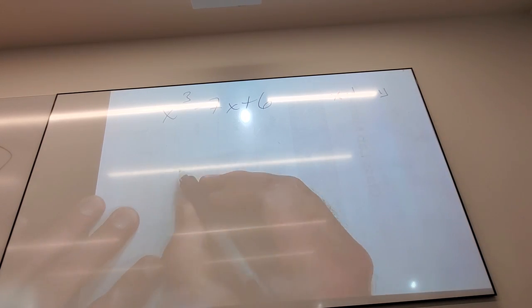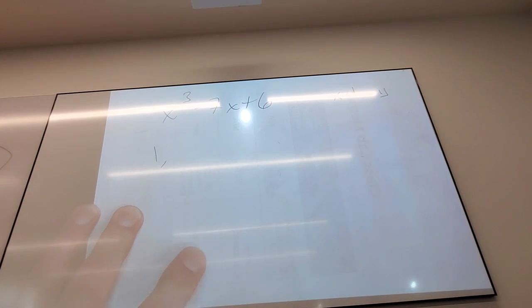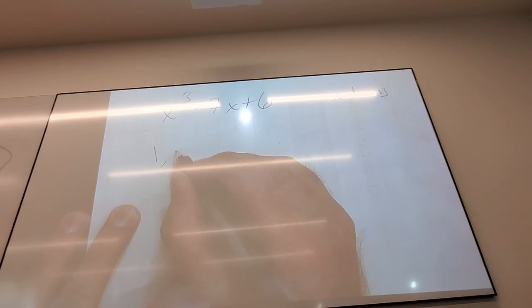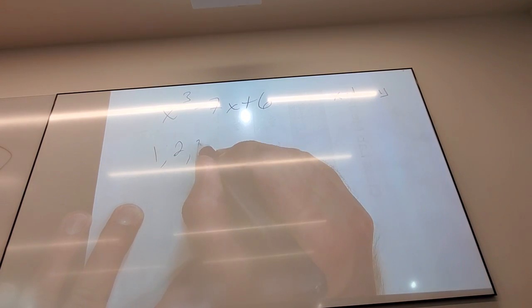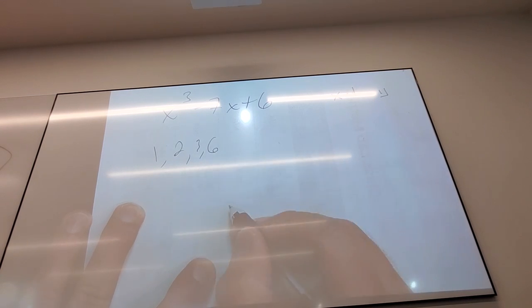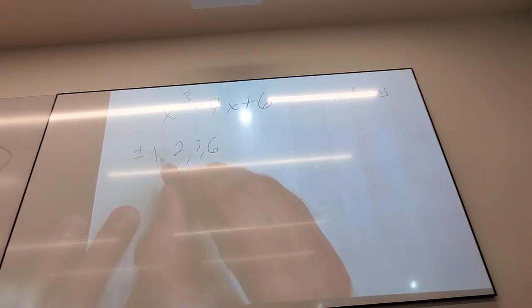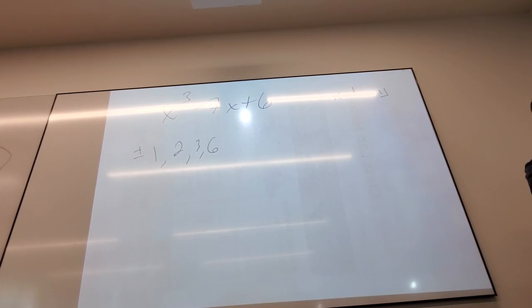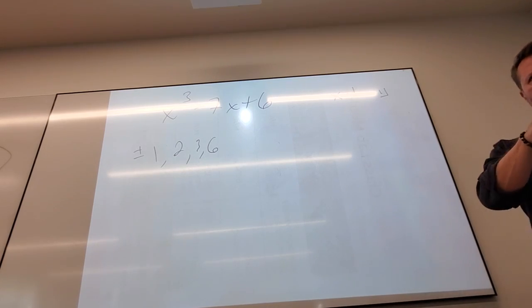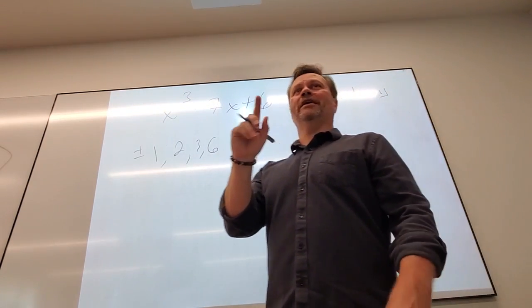So can somebody make a list? I'll start. 1 would work, maybe. What else might work? 2. 3. 6. That's half the list. Why is that only half the list? Plus or minus, yes, okay. So how many things might I have to try? 8. If you're really unlucky, you might have to try all 8.